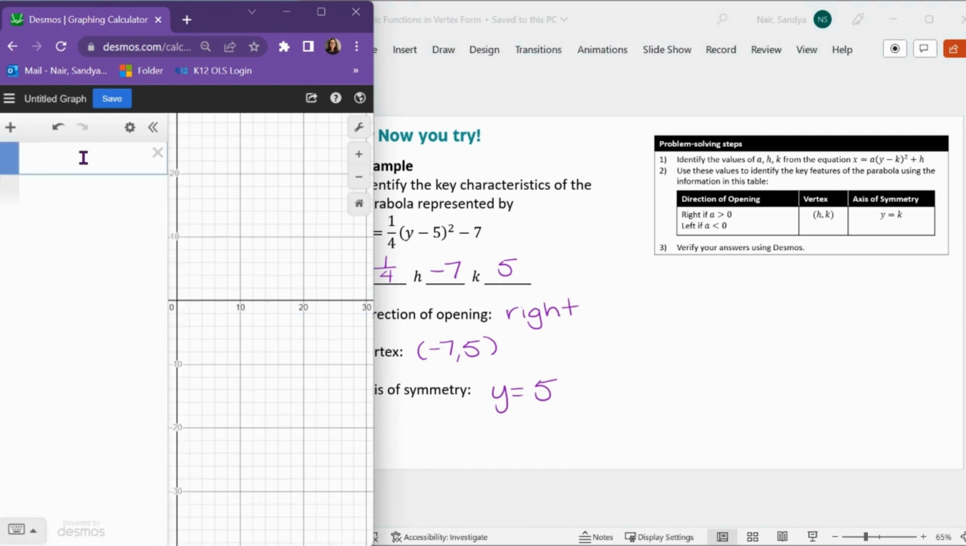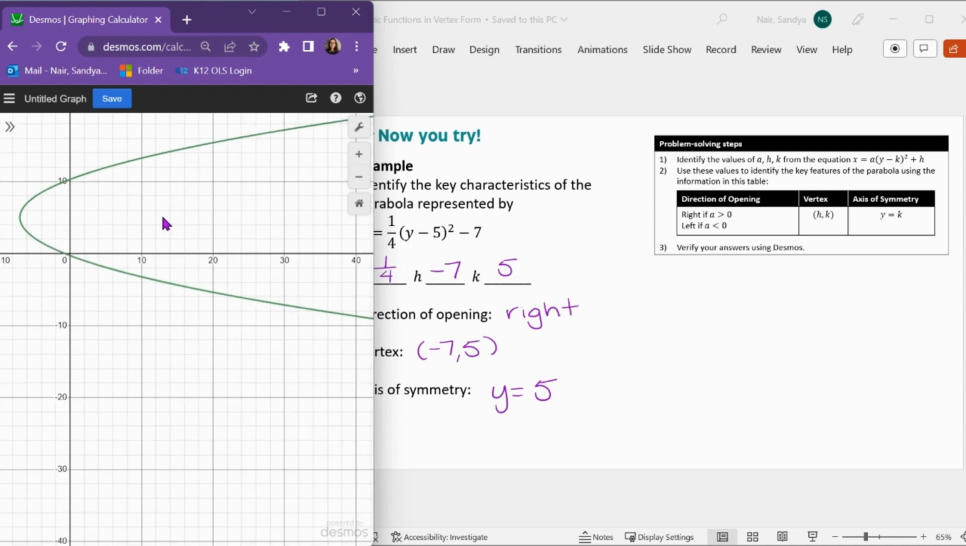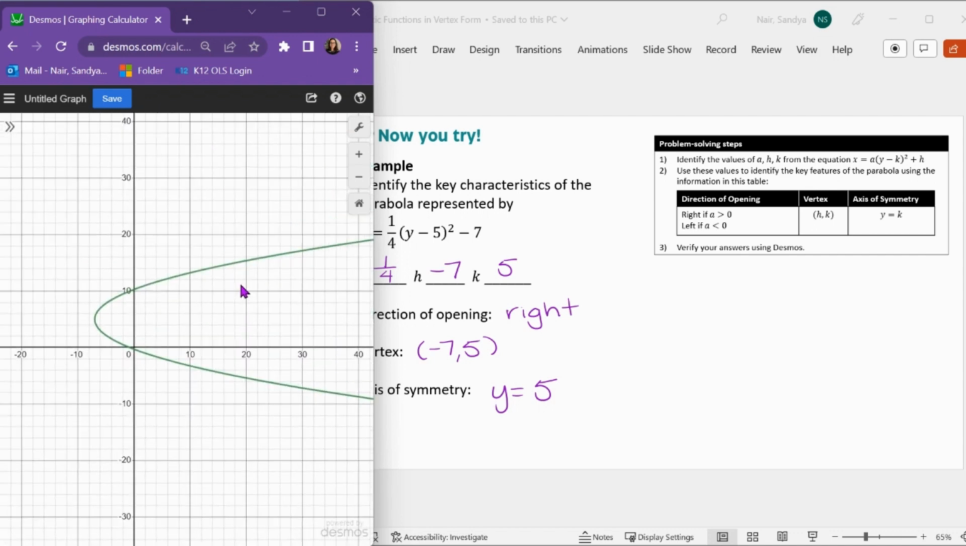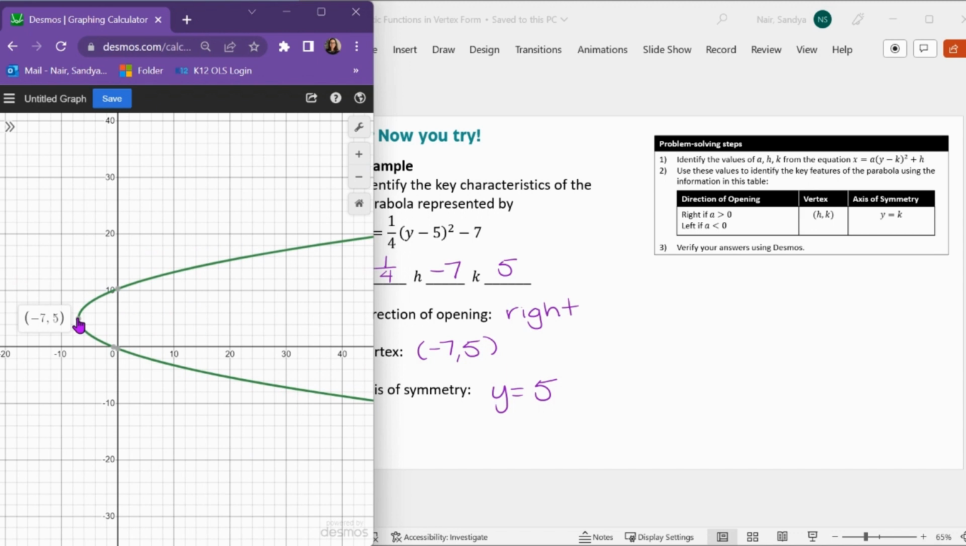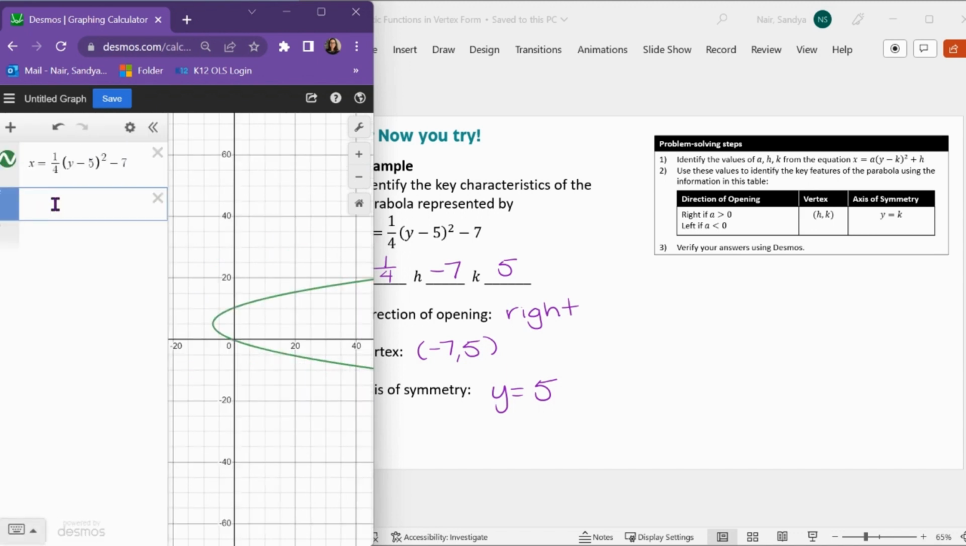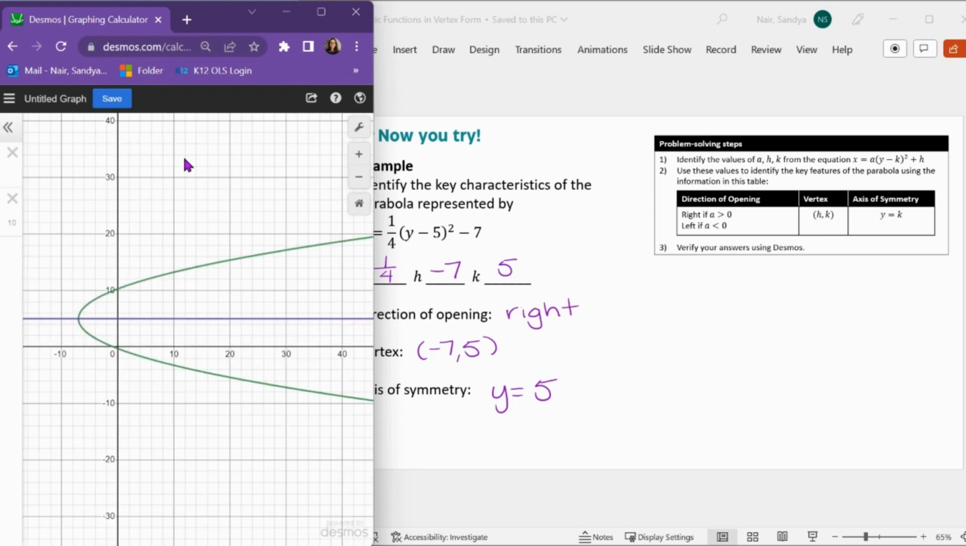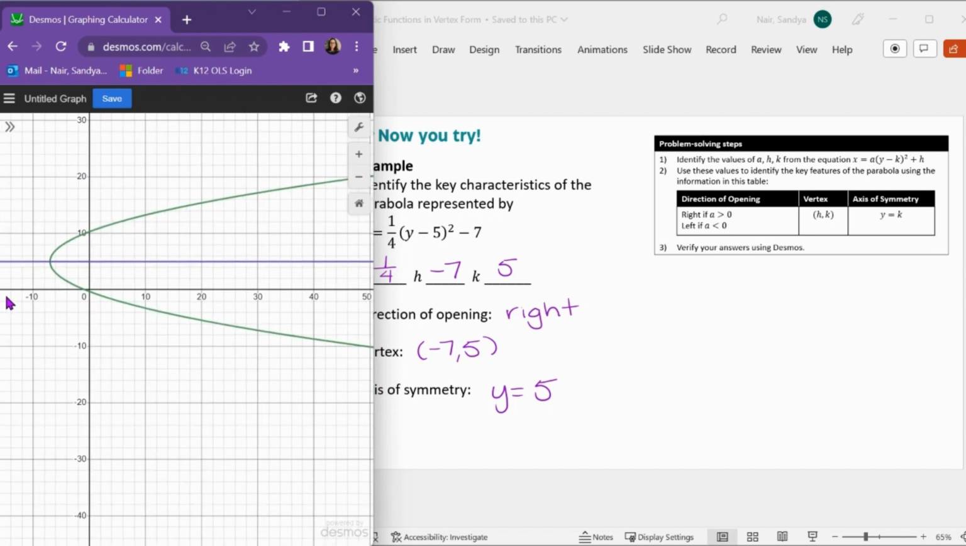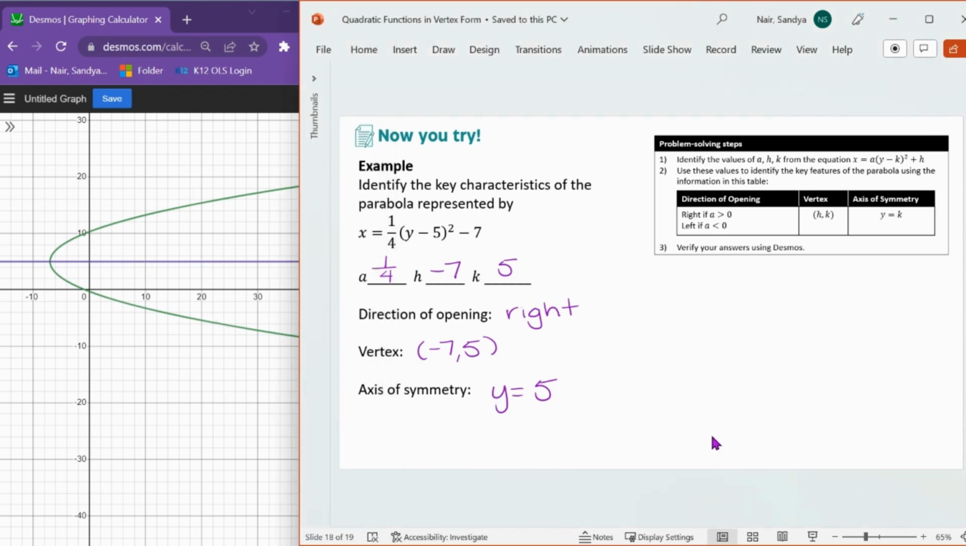So once we type in our equation, x equals 1/4 times (y - 5)², and then we have minus 7. Okay, so once we look at the graph, I'm going to zoom out a little. You can see that it does in fact open to the right. If we click on the vertex, it's going to be at (-7, 5). And if I draw in the equation y equals 5, you can see that it does pass through my vertex and it does create a line of symmetry for my parabola.